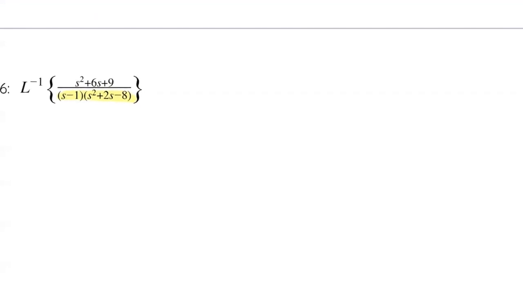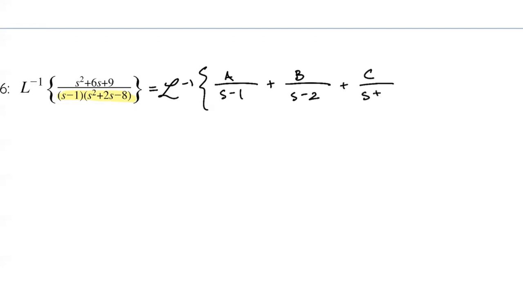And so looking at this and all that internal dialogue, I've said, okay, I'm going to do the Laplace transform of, if I could have A over s minus 1 plus B over, let's say, s minus 2 plus C over s plus 4, okay?